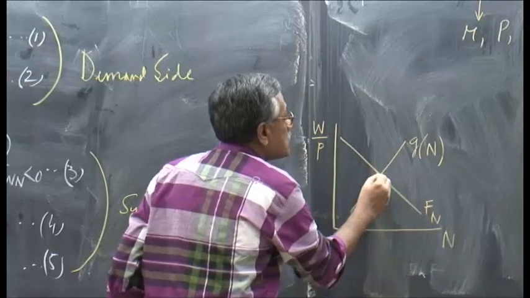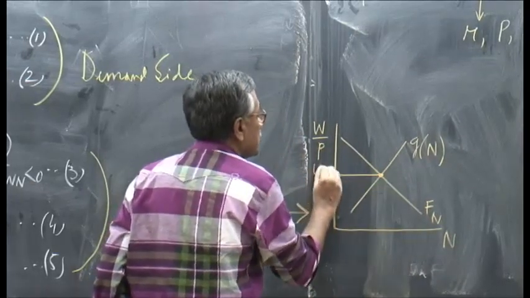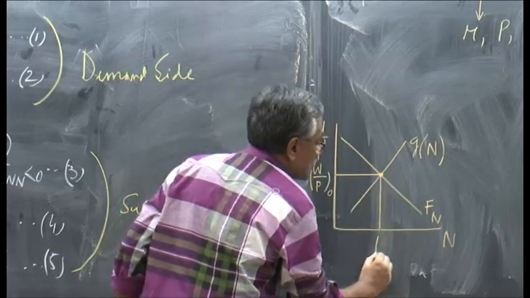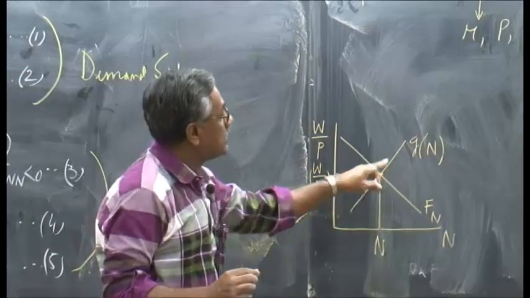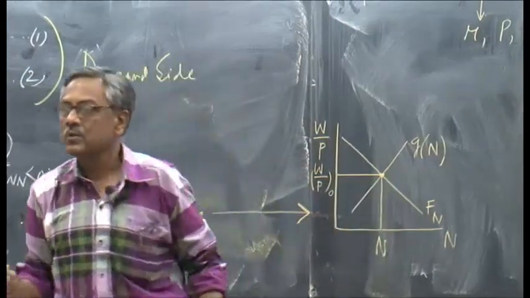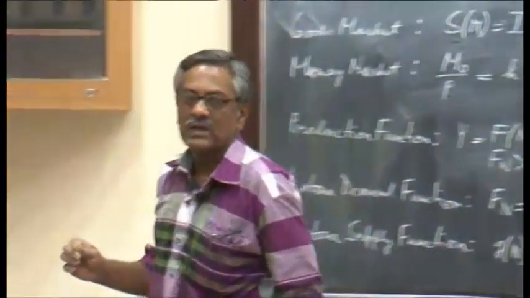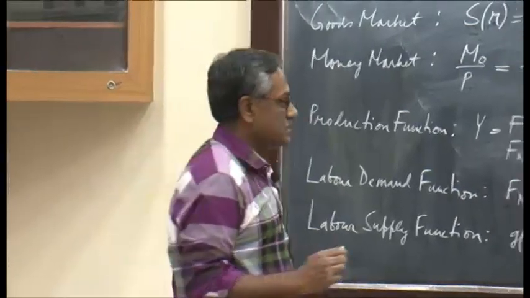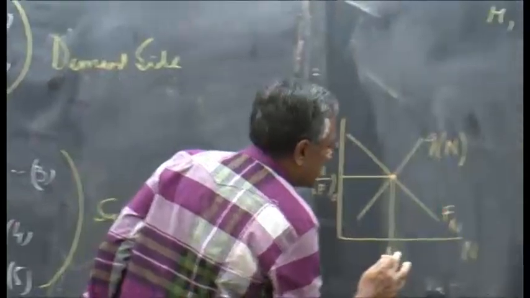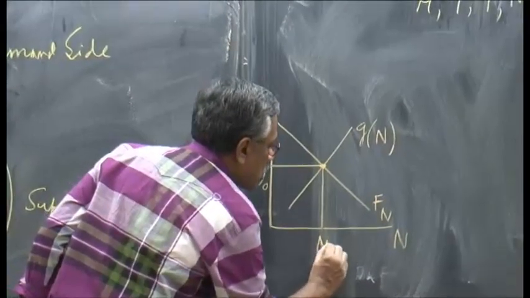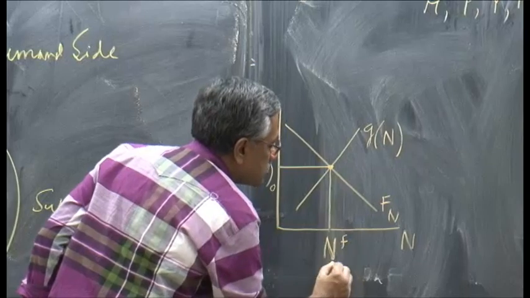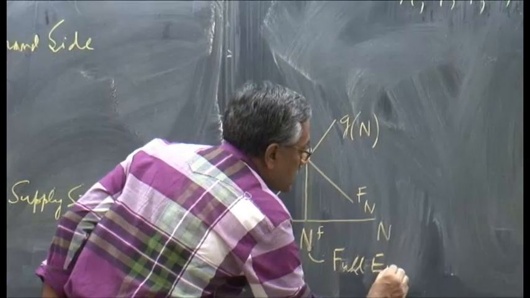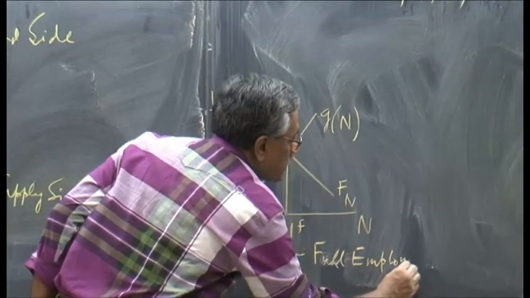It's a simultaneous equation model which simultaneously solves for W over P and the N value. What is this N value where labor demand is equal to labor supply? What is the name of this N value? The labor demand equals labor supply in the economy? Full employment. So this is a very specific N. This N value is called NF, which is the full employment level of employment. This is the full employment point.